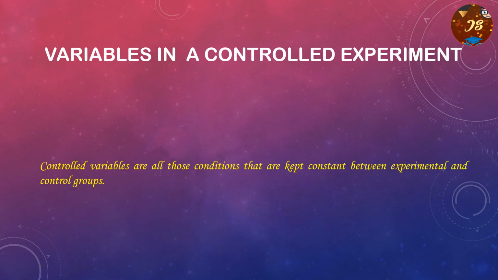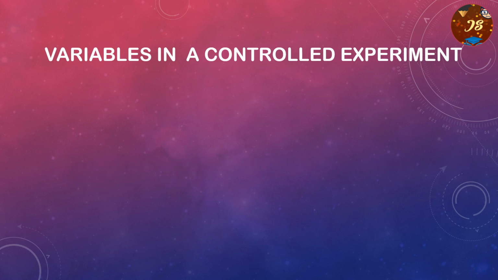Now, control variables are all those conditions that are kept constant between the experimental and the control groups. Means the height or the age or the respiratory rate or all the other factors that may change between the two groups are totally controlled. So it is called the controlled experiment. So there are three variables.